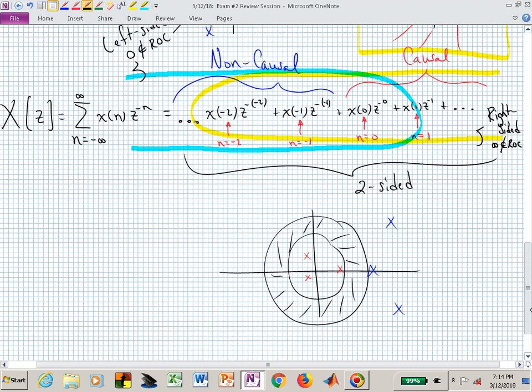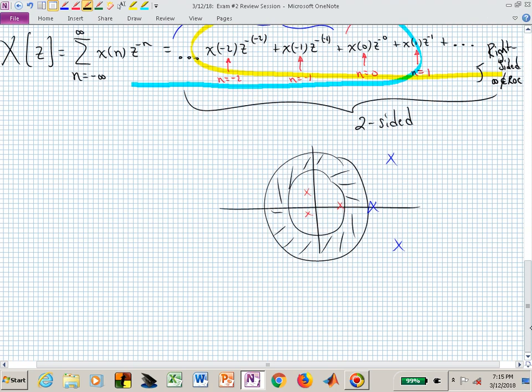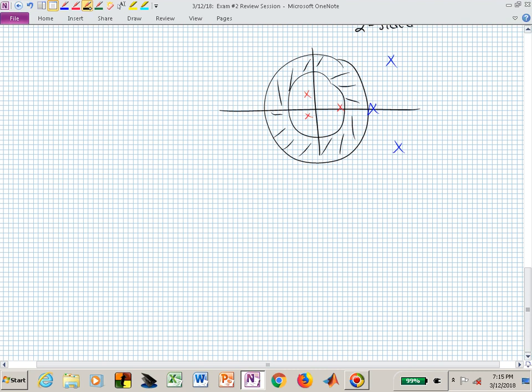Now, all of that, where the interval of support is all connected with the region of convergence. But does that say anything about whether my waveform in the time domain is bounded or unbounded? Those are disconnected, aren't they? Those are independent pieces of information.